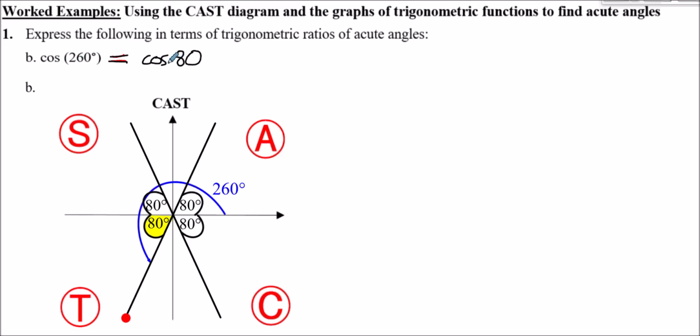Sin, cos, tan of any acute angle is always positive. So to make this negative, we just need to bang a minus sign in front of it, and then we're sorted. Again, if you'd prefer, you can use the graph of cos theta.